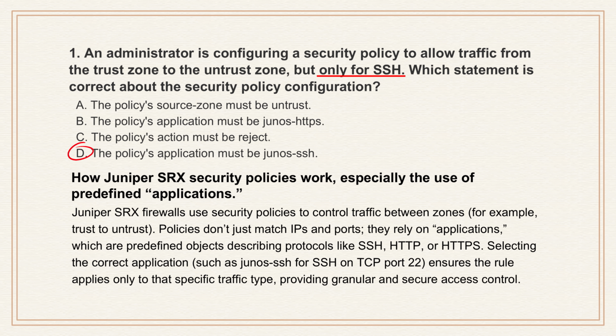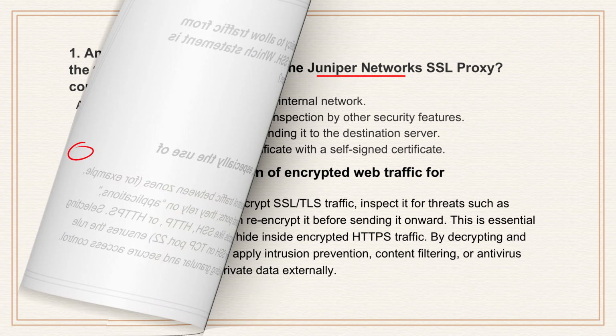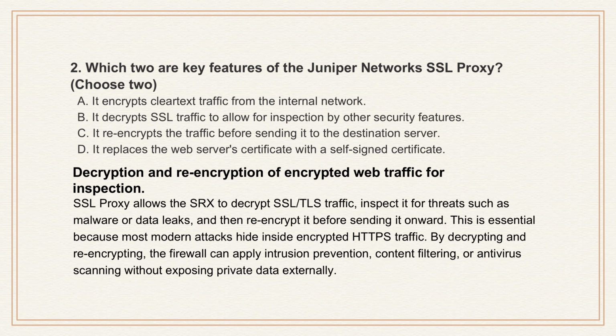Got it. So that handles what kind of traffic gets through. But what about threats hiding inside traffic we do allow, especially encrypted traffic? Yes. The big challenge. Exactly. Which brings us to our next question. What are two key features of the Juniper Networks SSL proxy? This feels really important today. Oh, it's absolutely critical. With so much web traffic being encrypted, you need a way to look inside. So what does it do?